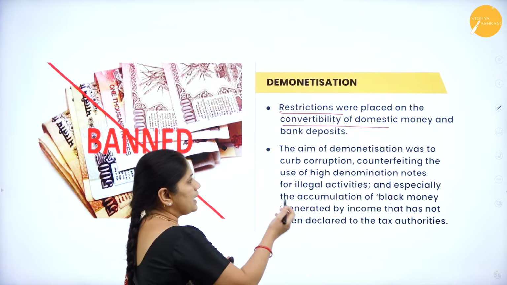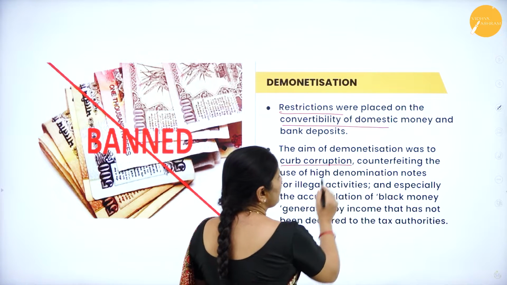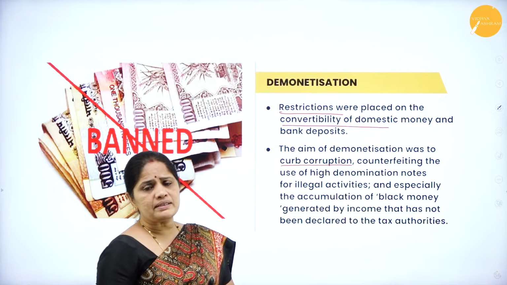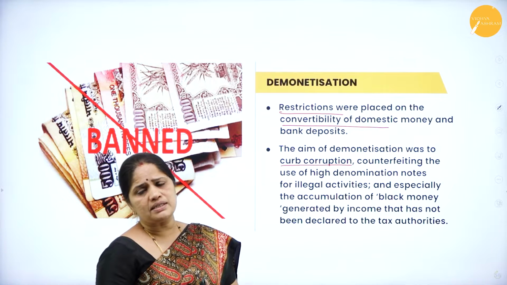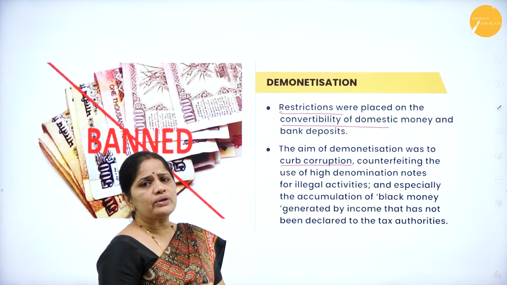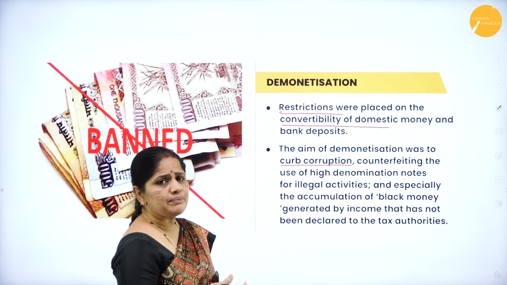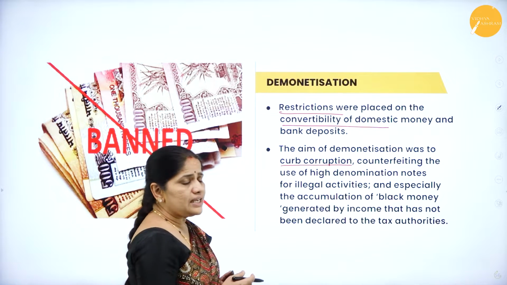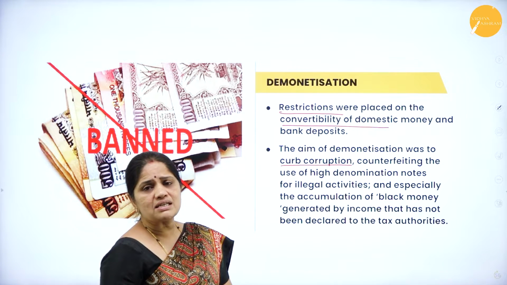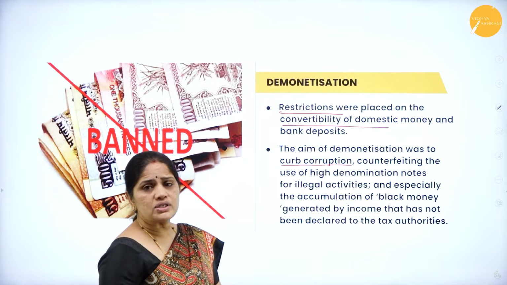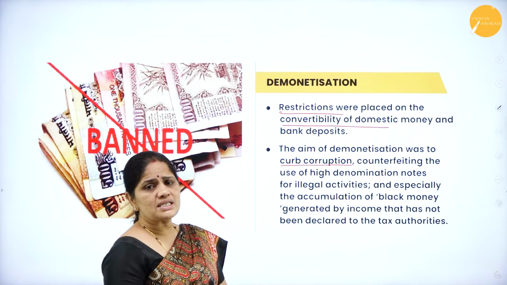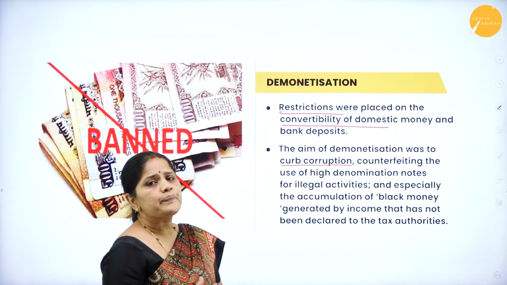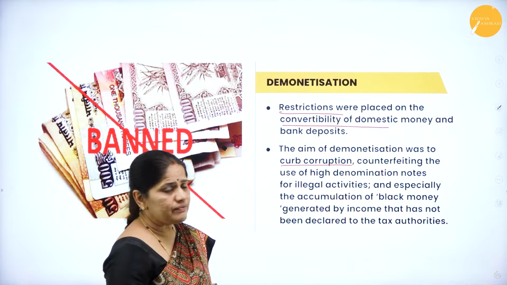Then next, the aim of demonetization was to curb corruption. Corruption may be in the form of bribes, we all know what corruption is. You try to bribe somebody to get things done, or you bribe somebody to get the file moved. All these things amount to corruption. Usually we all know that whenever there is a case of a bribe, it will always be in notes of higher denominations. So once you declare the notes of higher denomination as not fit for circulation, then automatically all sorts of corruption will come down.